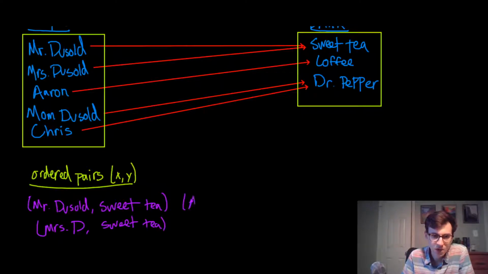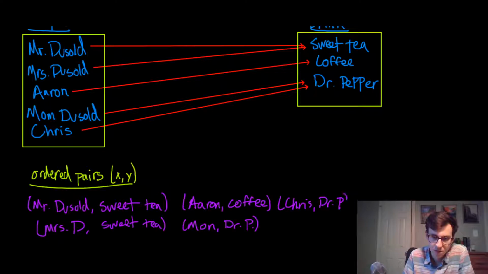Aaron is matched up with coffee. My mom really likes Dr. Pepper. And so does my friend Chris. So that would be using ordered pairs to talk about this mapping diagram.